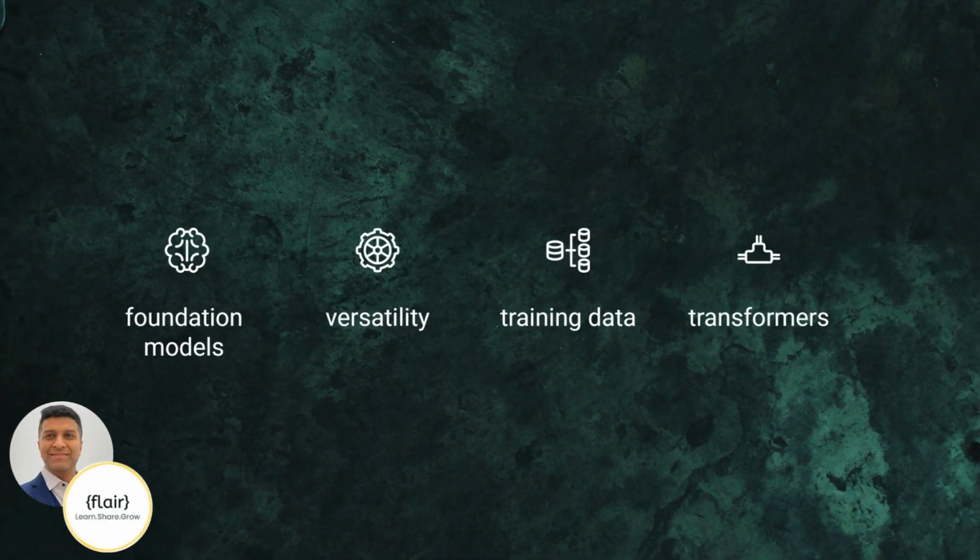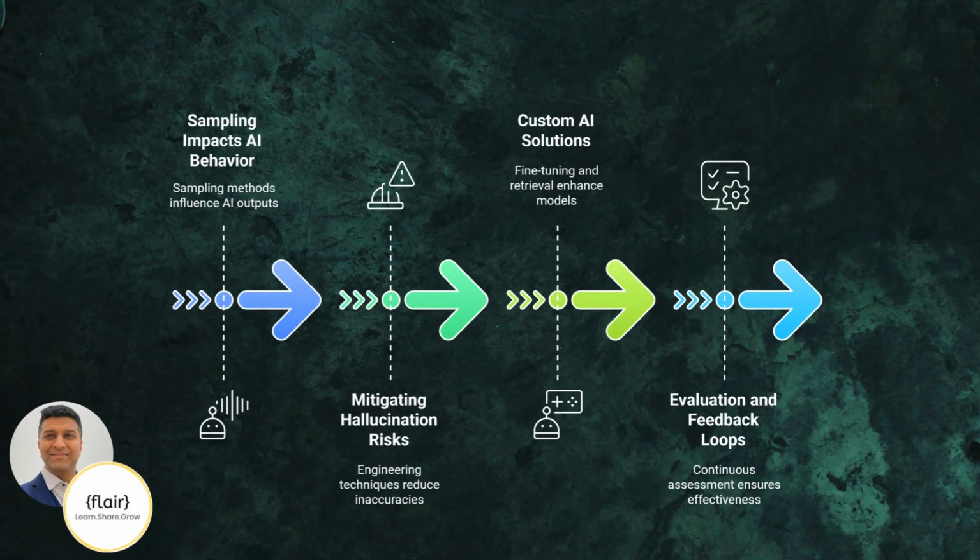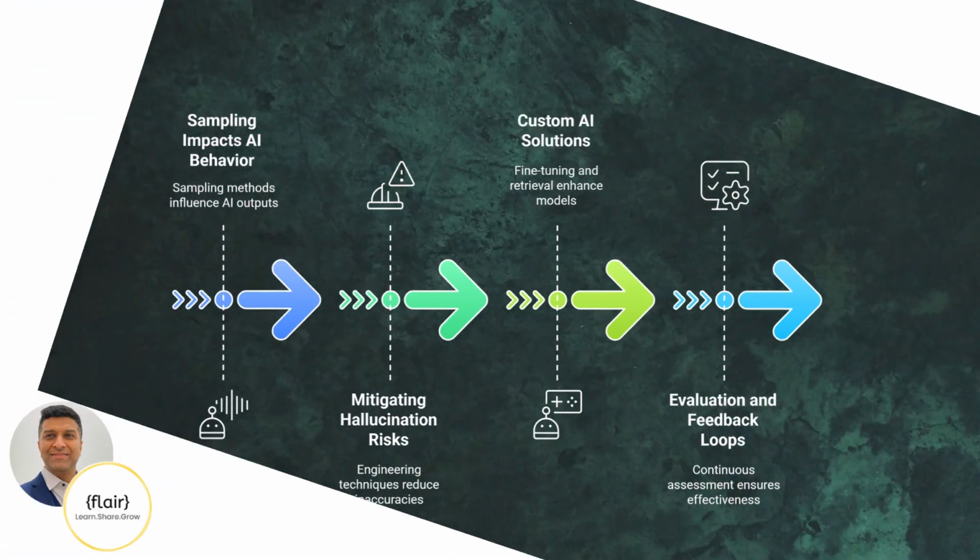Foundation models are versatile and adaptable across industries. Training data quality is key to model success. Transformers remain dominant, but alternative architectures are emerging. Post-training techniques refine models for real-world applications. Sampling impacts AI behavior. Understanding it helps guide model outputs. Hallucination risks can be mitigated through careful engineering. Custom AI solutions require fine-tuning, retrieval augmented generation, and structured outputs. Evaluation and feedback loops ensure AI remains effective over time.